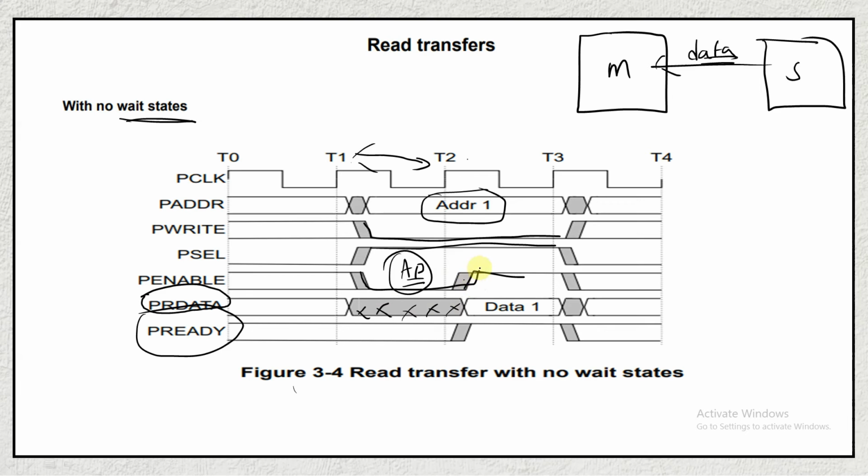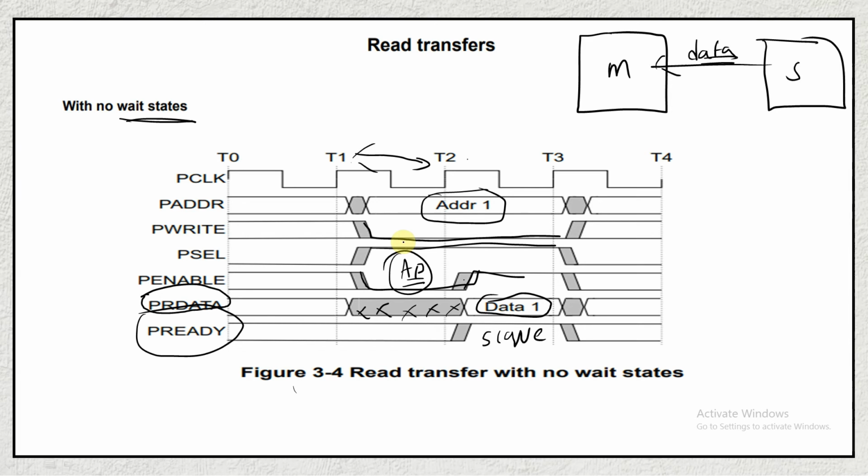And whenever your PENABLE was made 1, your PREADY was equal to 1. That means the slave is ready for the read transfer, and it is also providing the data which is associated with that particular address. So this is how your master is going to perform a read operation onto the slave and receive the data. Let me explain one more time.